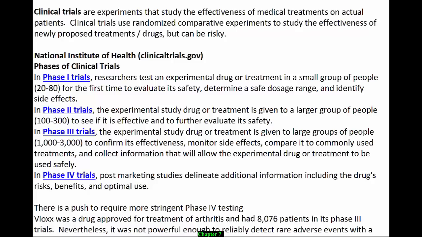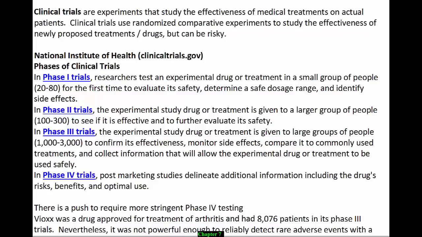Phase 1 has a very small sample size, and this is when we're testing out the experimental drug or treatment for the first time to evaluate its safety, try to determine a safe dosage range, and identify side effects. Phase 2, if it passes Phase 1, is given to a slightly larger group of people to see if it is effective and to further evaluate its safety.